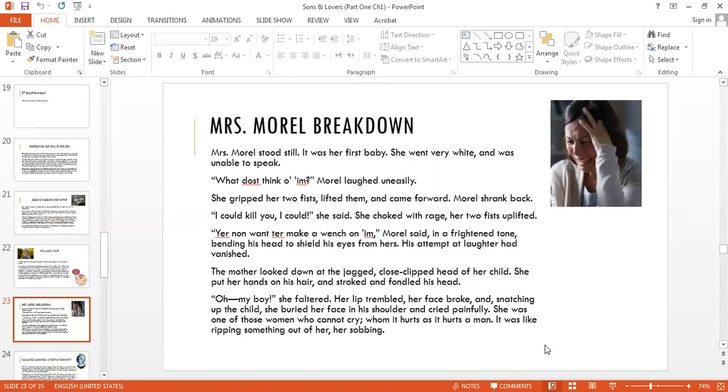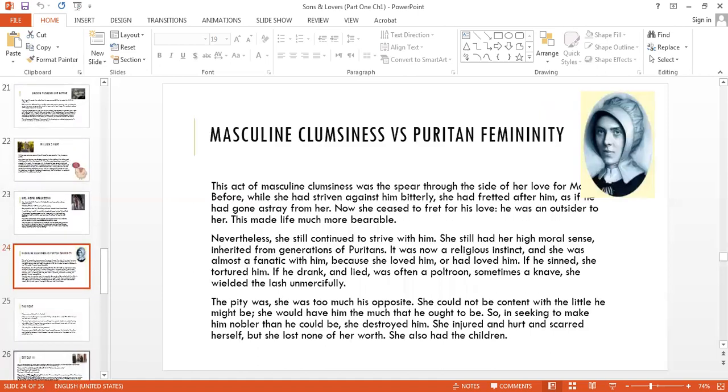"Oh, my boy," she said. Her lips trembled, her face broke. Snatching up the child, she buried her face in his shoulder and cried painfully. She was one of those women who cannot cry, for whom it hurts as it hurts a man. It was like ripping something out of her, sobbing. She called this an act of masculine clumsiness.